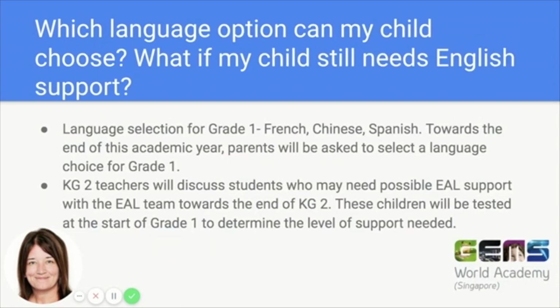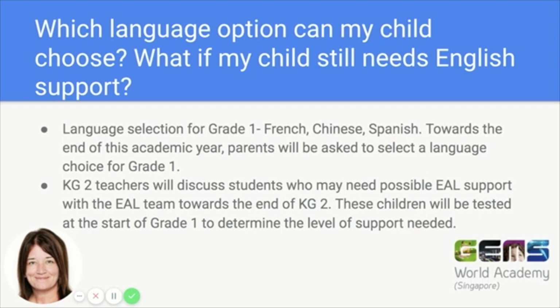Language options. So your child can and will select a language for grade 1. The language choices are French, Chinese, and Spanish. And very soon the language department will be in touch to ask which of those languages you would like to choose. KG2 teachers will discuss students who might need possible English language support with the EAL team towards the end of KG2. You would be informed, and these children will be tested at the start of grade 1 to determine the level of support needed.